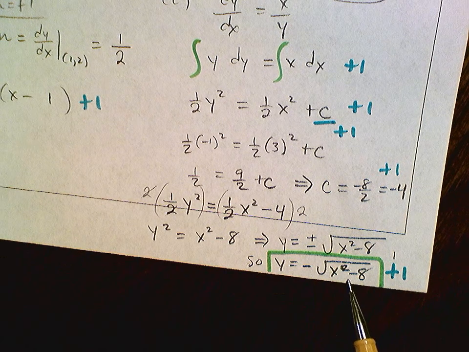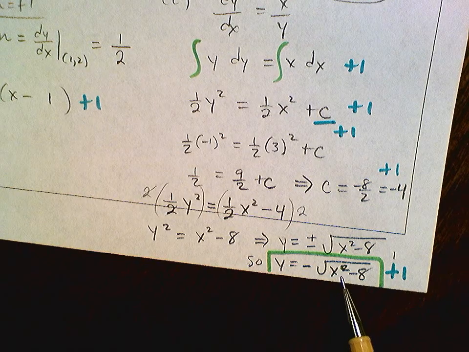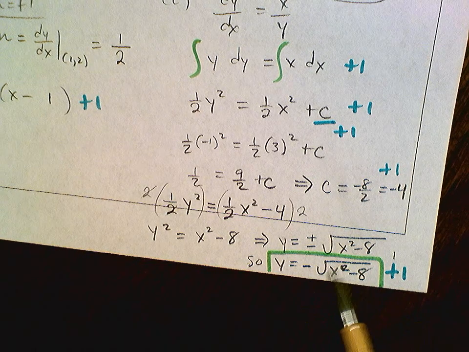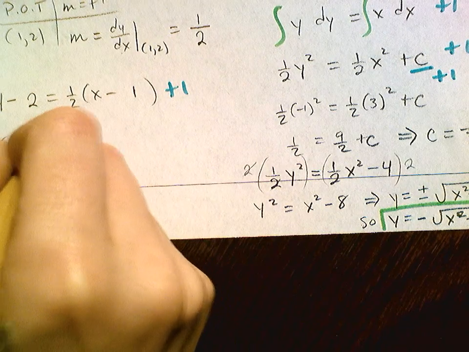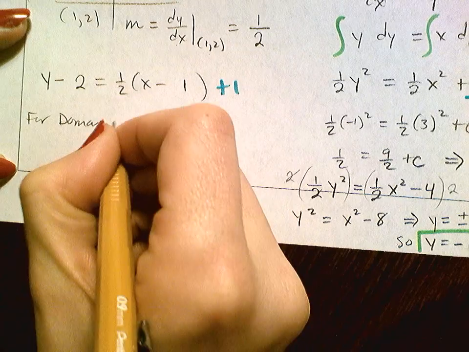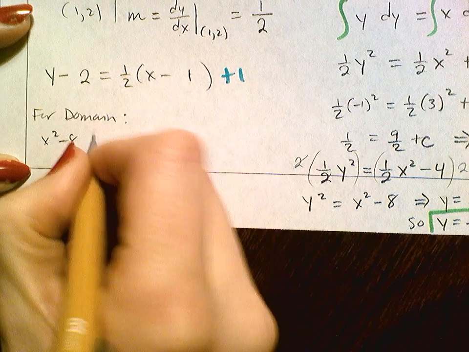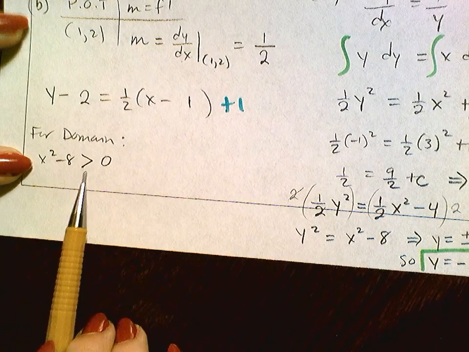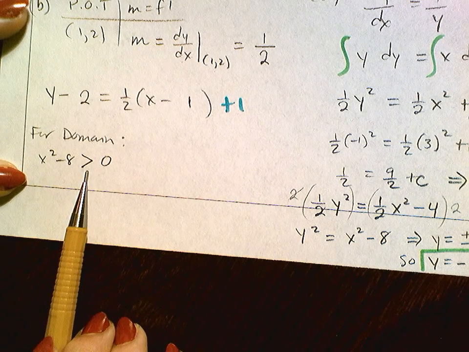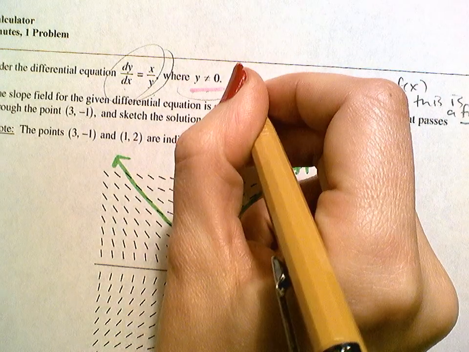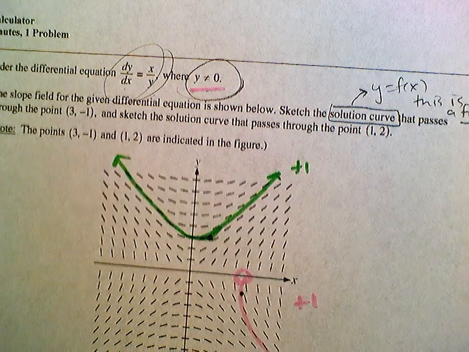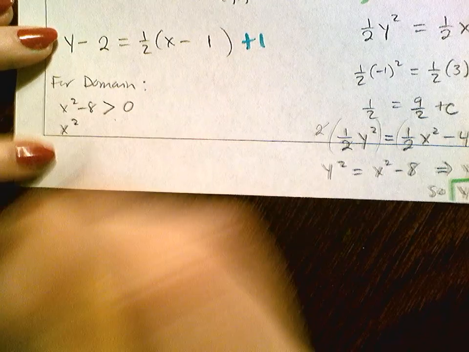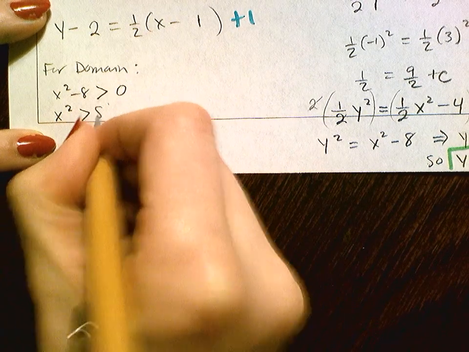Well, guys, you have to ask yourself, how do you do the domain of a square root function? You take what's under the square root. So for domain, x squared minus 8 has to be greater than 0. Notice I'm saying greater than, not greater than or equal to, because y cannot be equal to 0. So we've got x squared is greater than 8.